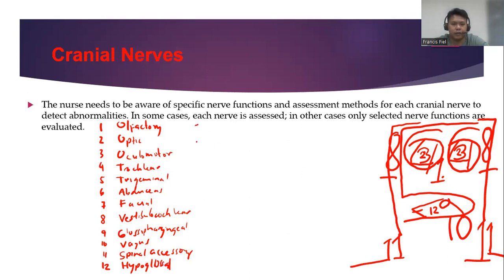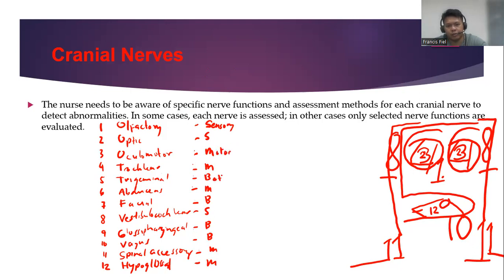Now, functions. For the functions naman, 1, 2, 3, 4, 5, 6, 7, 8, 9, 10, 11, 12. So, for the functions naman, ang mnemonics ko dito is, some say money matters, but my brother says big boobs matter most. So, this is sensory function. This is motor function. This is both. Yan. So, that's how you memorize.